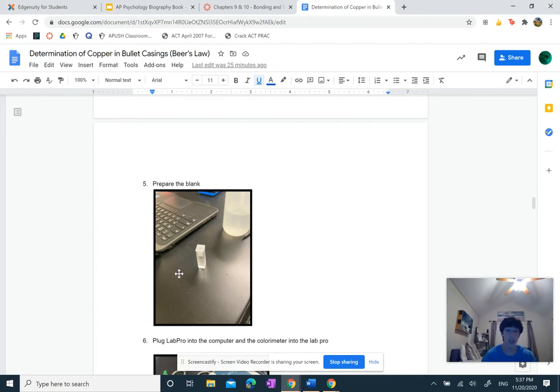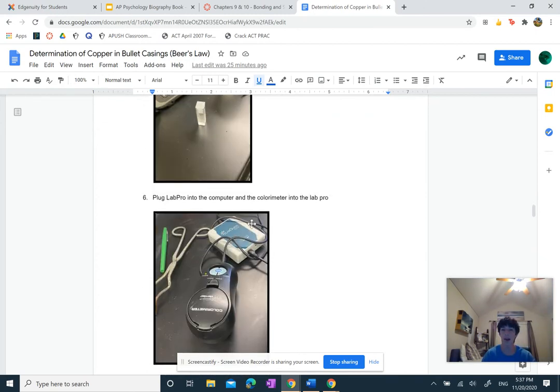And then we plugged in our Lab Pro into our computer, which is this gray block right here. And we plugged that in as well to the colorimeter so that we could record some data for this lab, because we needed to create a little line and plug in the absorbance so we could figure out the unknown concentration of the copper within our bullet casing.